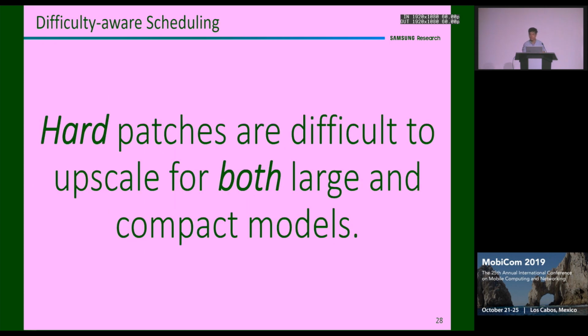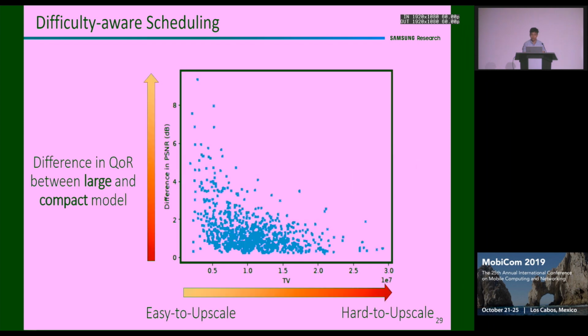to the ground truth. The second interesting observation is that given two different models of different compute, we found that hard patches are similarly hard for both models. So the difference in this plot compared to the previous one is that the y-axis now is the difference in PSNR from upscaling using the large and the compact model.